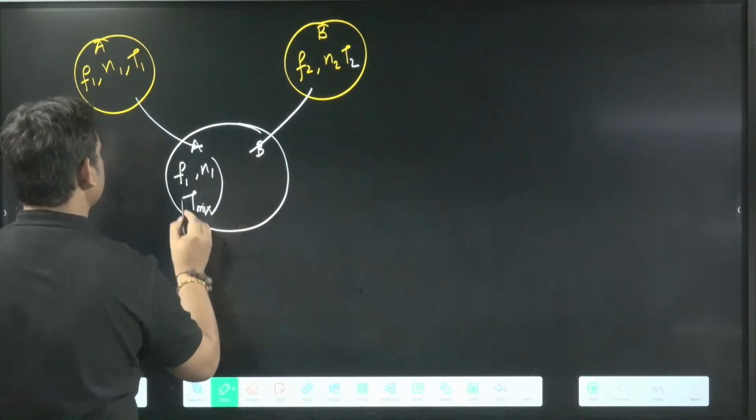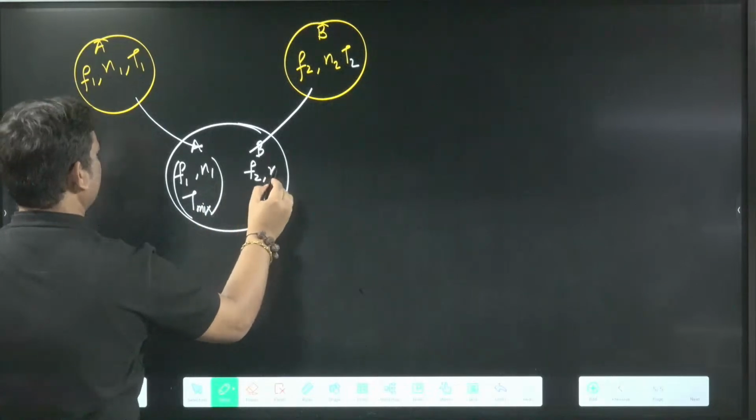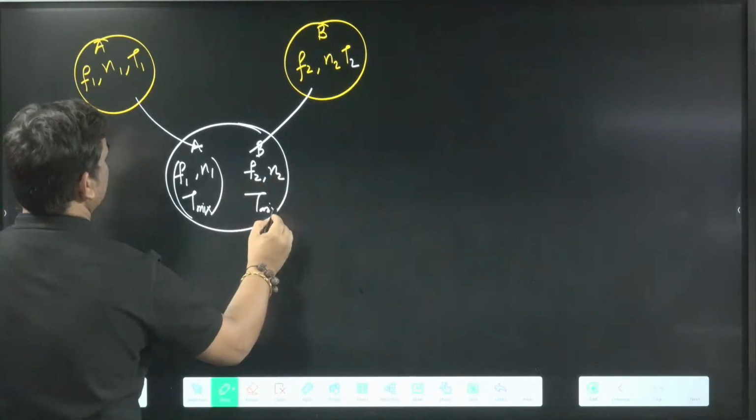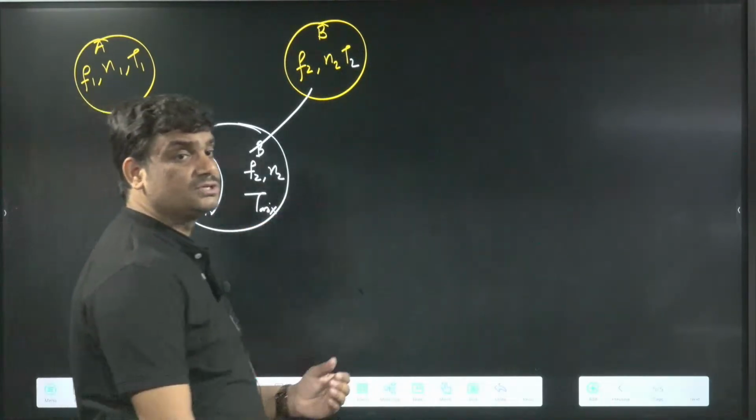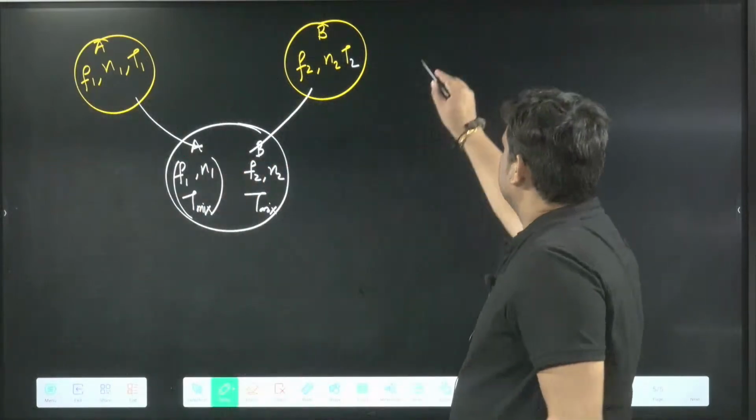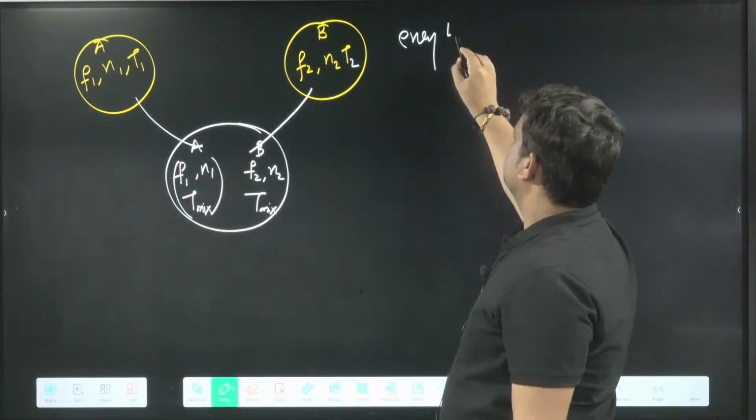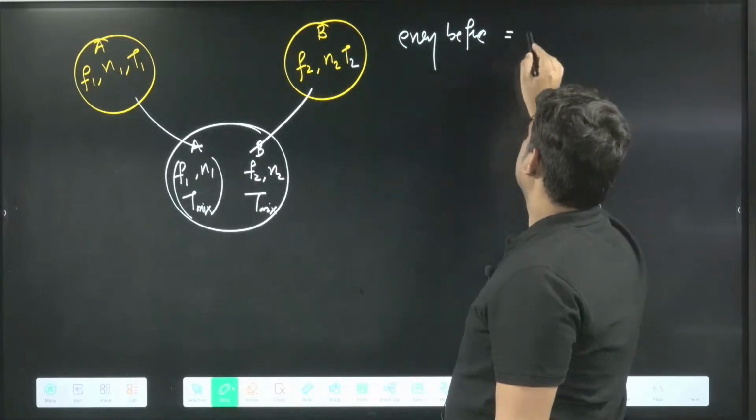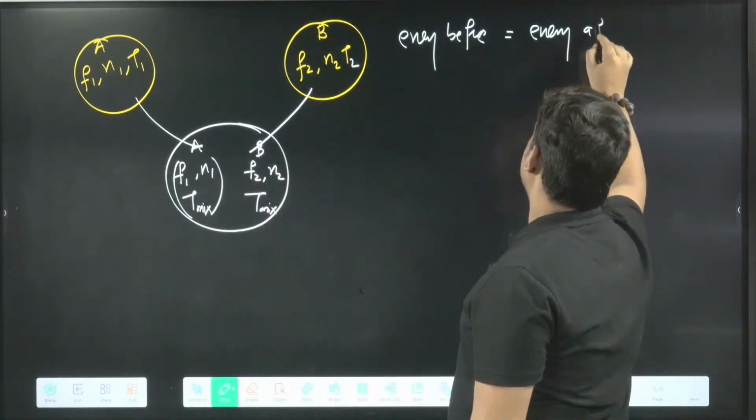And for B also, I can say degree of freedom F2, and temperature only will change, T mixture. And then we can say energy before mixture equals energy after mixture, which means we can write energy before equal to energy after.